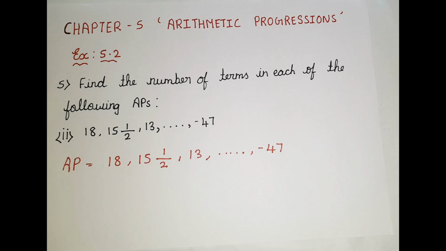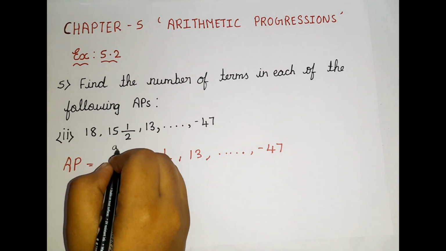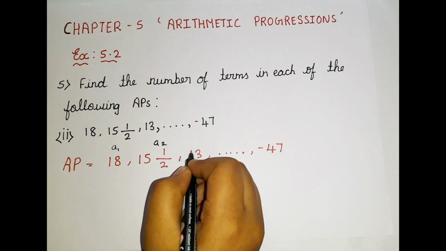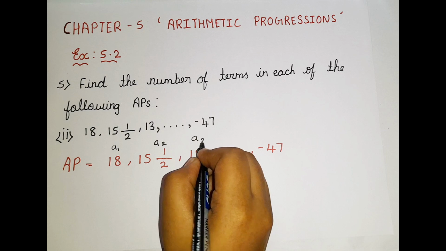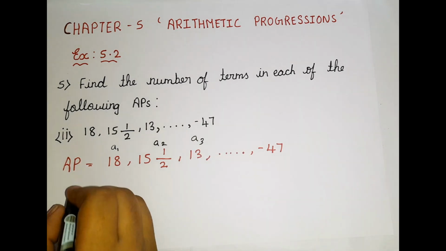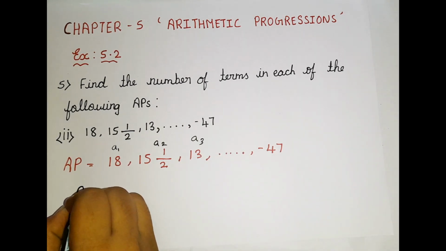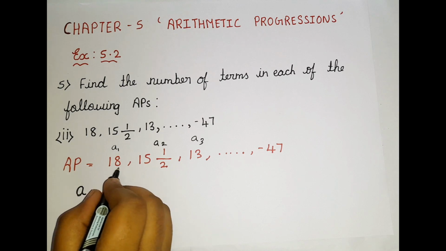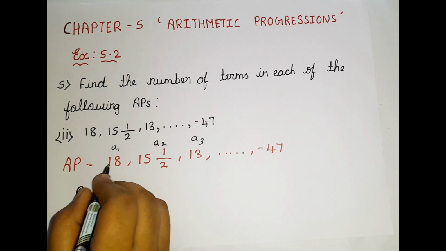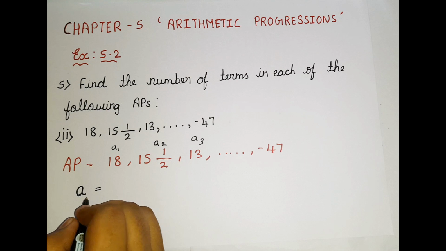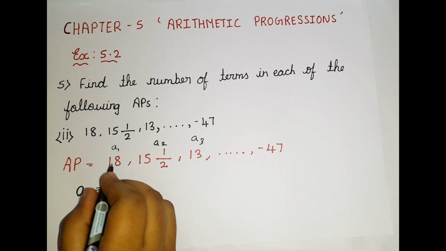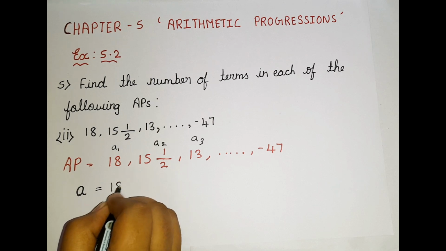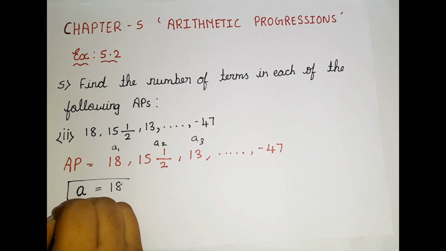Here we call the first term A1, the second term A2, with commas to differentiate the terms, and then the third term is A3. So what is A? A is nothing but the first term's value. What is A1? A1 is 18, so A and A1 are the same. The first term is 18, so the A value is going to be 18.